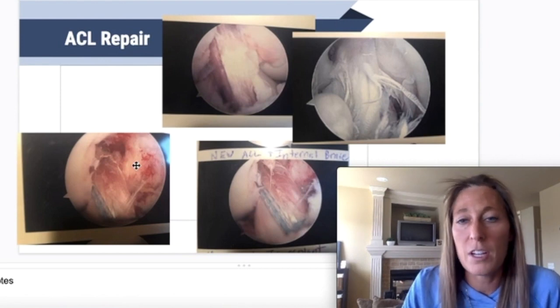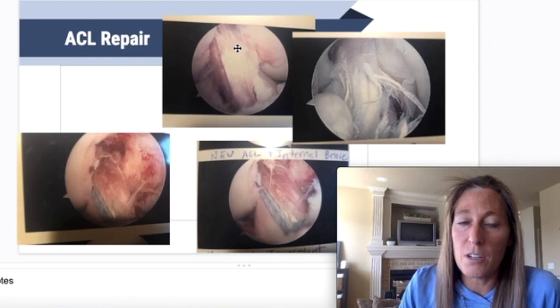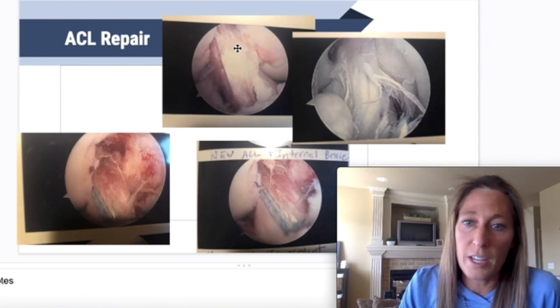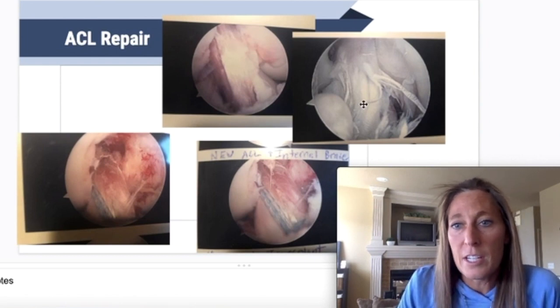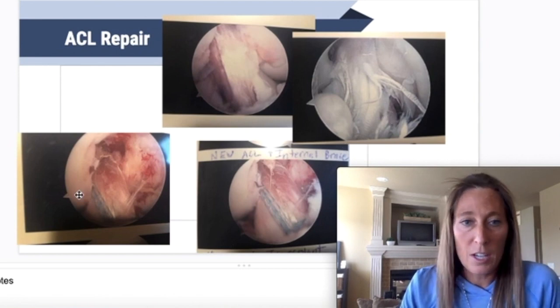This is a hamstring autograft. This was my original ACL revision. There was not an internal brace in that one, and you can see that this is kind of a mangled ACL, but not completely torn. That would just have laxity.